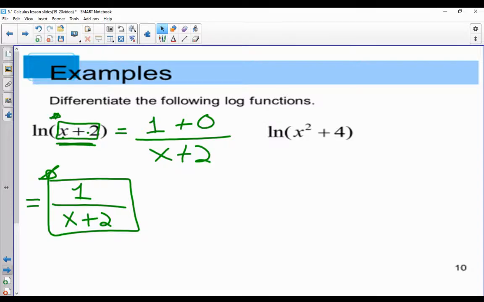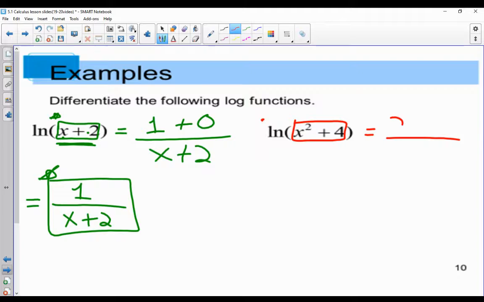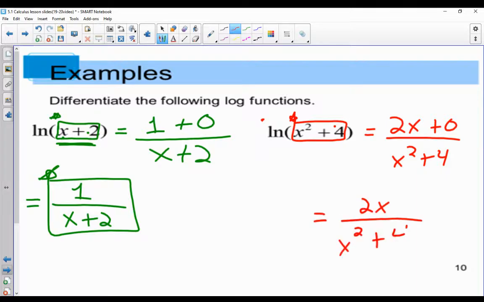Let's do the same thing for the second one. If we need to find the derivative of natural log of x squared plus 4, first just take the inside and derive that. Derivative of x squared will be 2x. Derivative of 4 will just be plus 0. There you go. And now you'll divide by the original, which will be x squared plus 4. Of course, if you simplify this, 2x plus 0 on top is 2x. And on bottom, we'll have x squared plus 4.